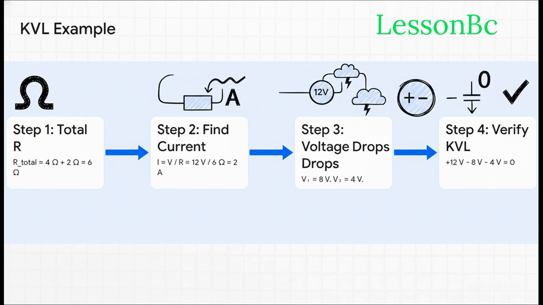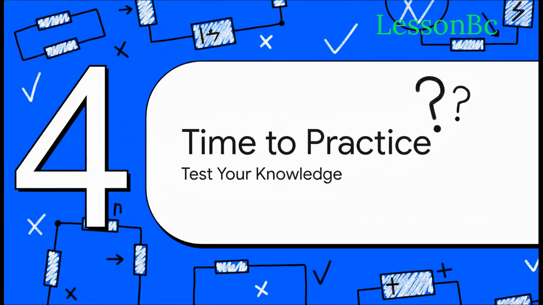Now let's find the voltage drops. For the first resistor, it's 2 amps times 4 ohms, which is 8 volts. For the second, it's 2 amps times 2 ohms, that's 4 volts. Now for the magic. We get a gain of 12 volts from the battery, we lose 8 volts on the first resistor, and we lose 4 volts on the second. So plus 12 minus 8 minus 4 equals 0. It works.